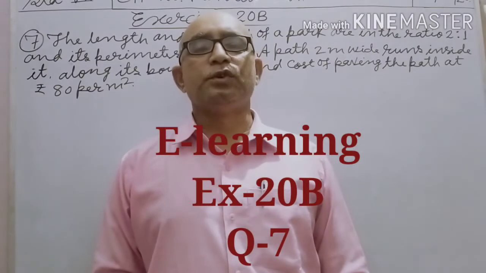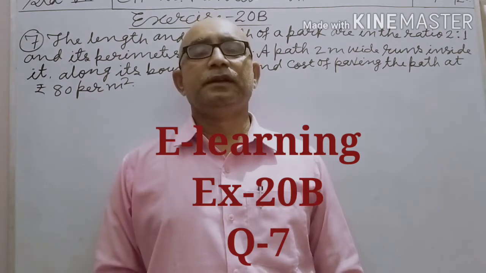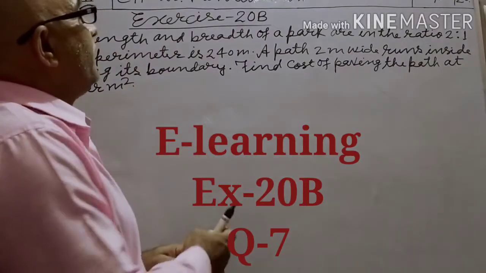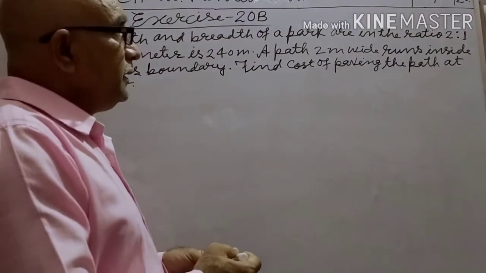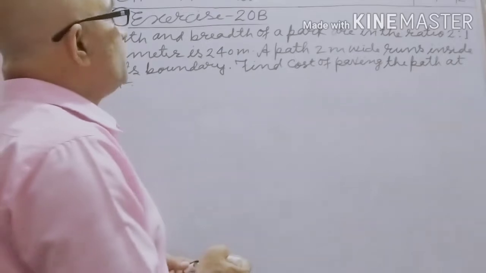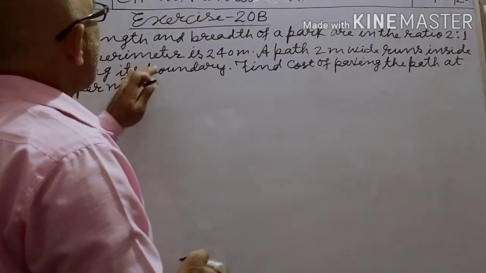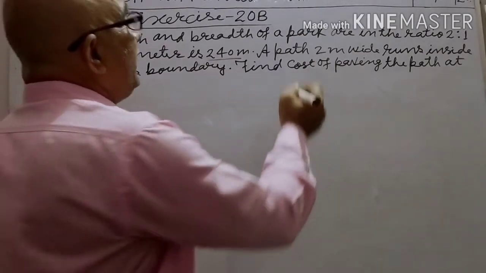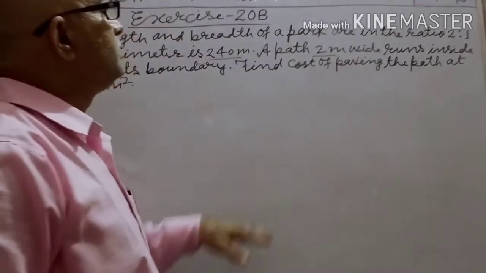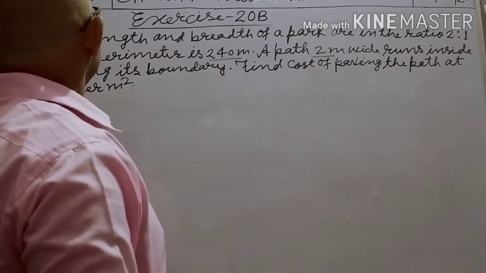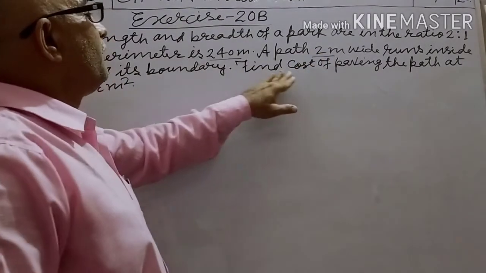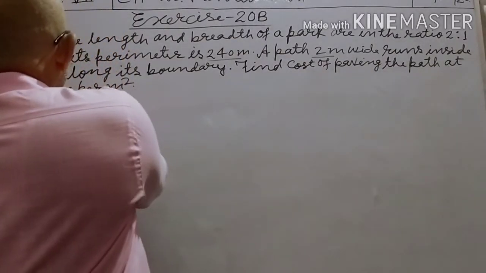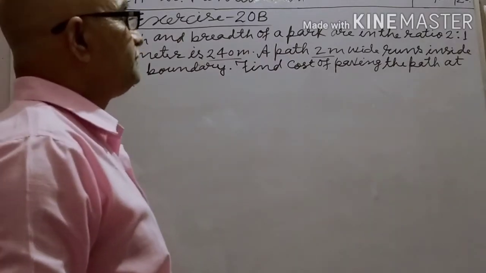Students, next question is question number 7 written on this board. In this question, the length and breadth of a park are in the ratio 2:1 and its perimeter is 240 meter. A path 2 meter wide runs inside it along its boundary. Find the cost of paving the path at rate rupees 80 per meter square.